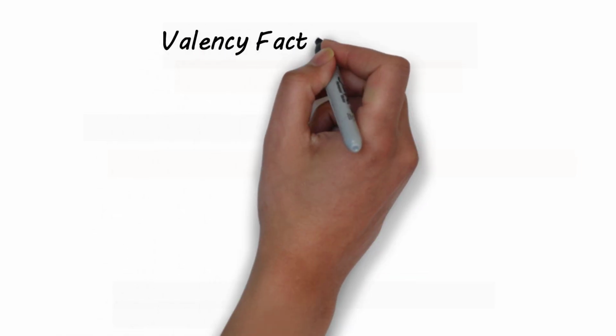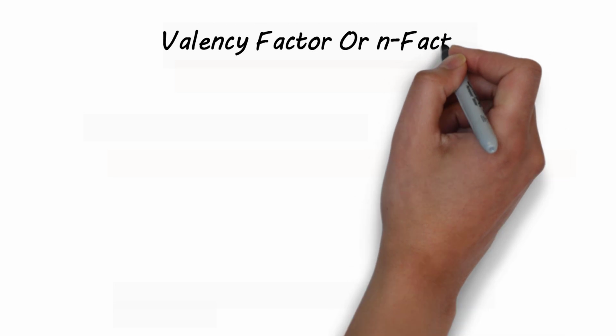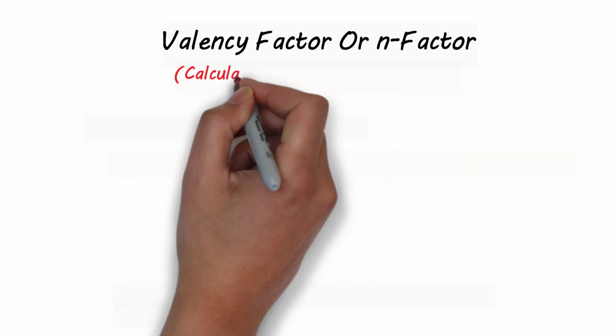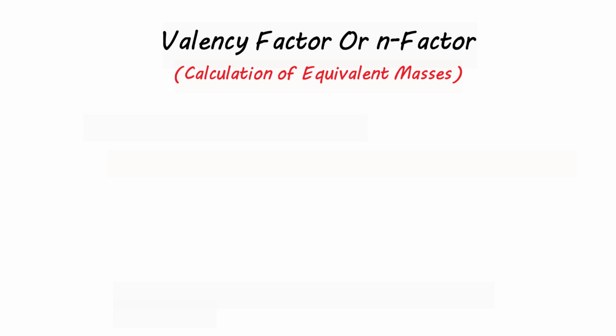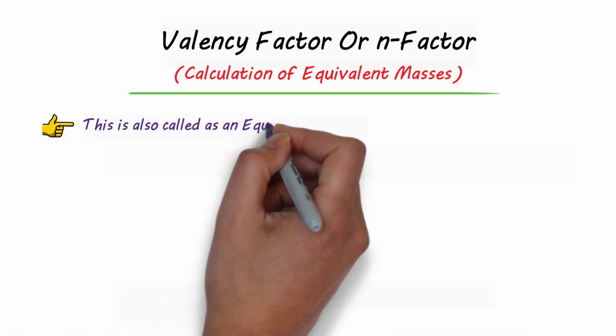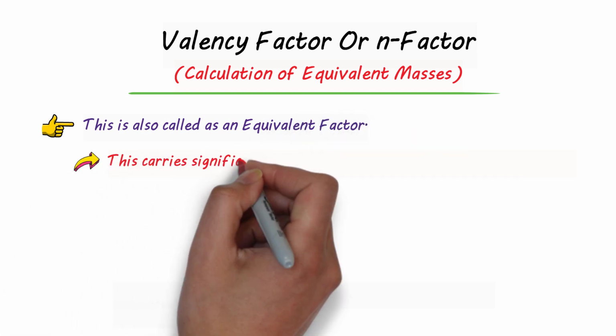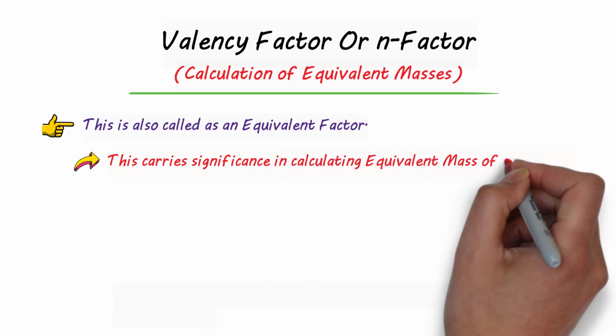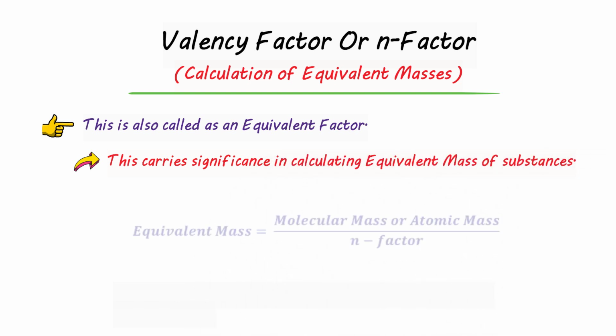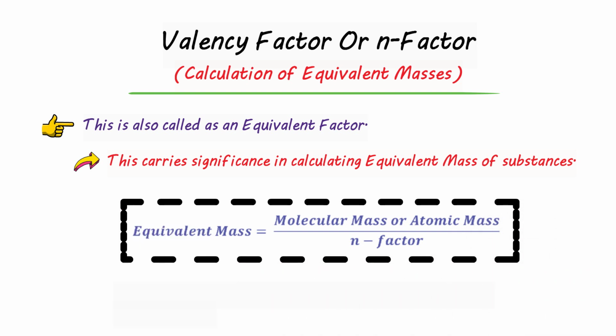Hello dear students, today we'll talk about valency factor or the N factor and calculations involving equivalent masses. Valency factor is also called an equivalent factor, and this factor carries significance in calculating equivalent mass of substances. That is, equivalent mass is equal to molecular or atomic mass divided by N factor. So, for the calculation of equivalent mass, you must know the value of N factor.